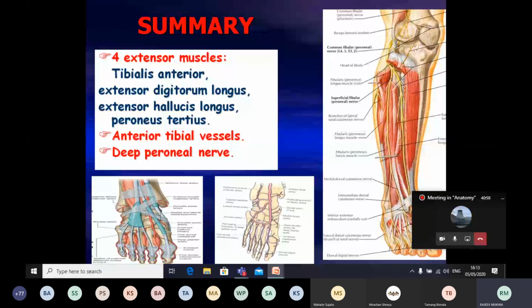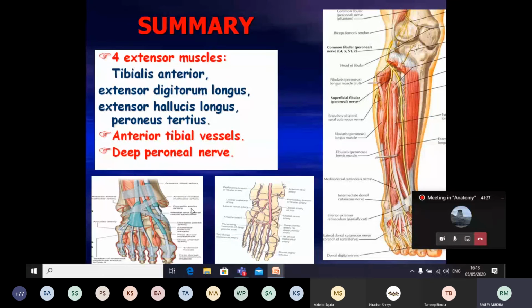In summary of today's lecture, you have studied 4 muscles: tibialis anterior muscle, then extensor digitorum longus muscle, extensor hallucis longus muscle, and peroneus tertius muscle. So these are the 4 extensor muscles. These are the muscles present in the anterior compartment of the leg. All these structures are innervated by the common peroneal nerve, specifically its branch, the deep peroneal nerve. All structures are innervated by the deep peroneal nerve.